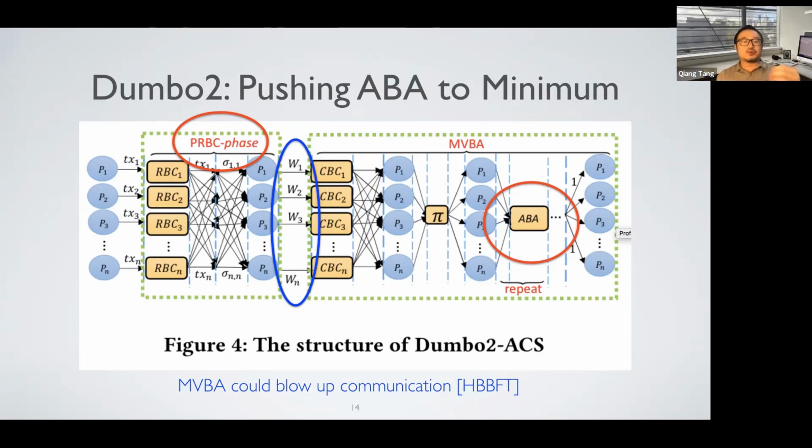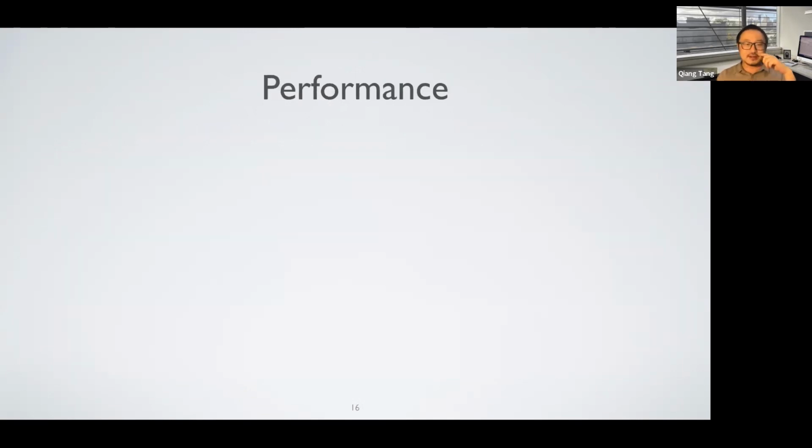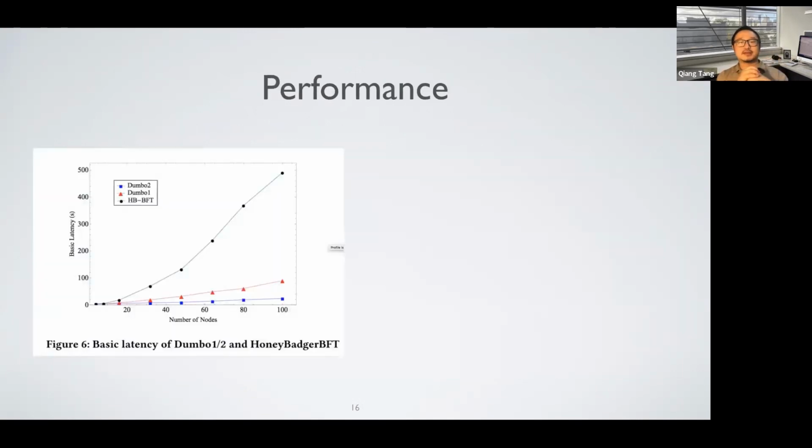So after this protocol, we can essentially reduce the binary agreement to minimum, because just 2 or 3, and we preserve all the optimal communication complexity as Honey Badger BFT. And we ran a large-scale experiment in real life, and the performance clearly supports our protocol design.